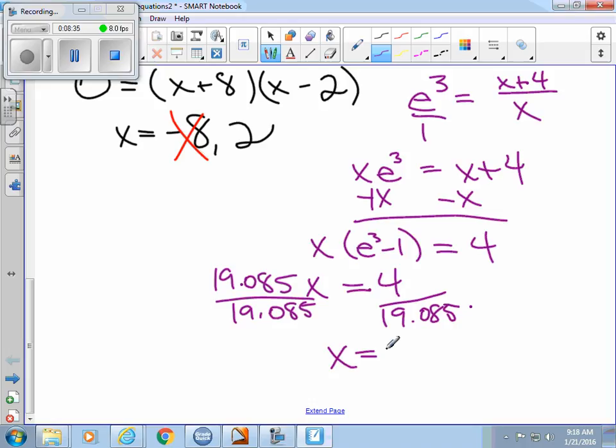And what is 4 divided by 19.085? If you're going to do fractions, I like exact. But since you're mixing, I'd go ahead and type it in the calculator. What is 4 divided by 19.085? 0.2095.